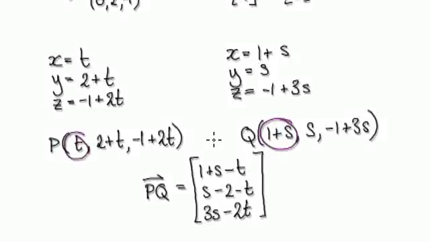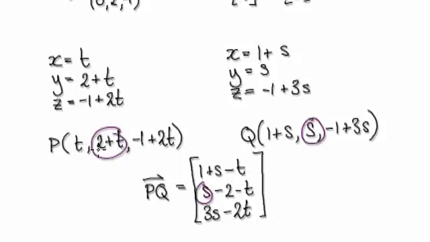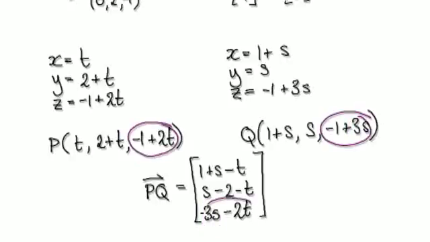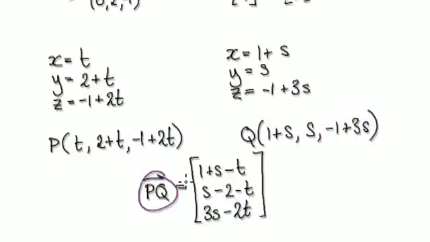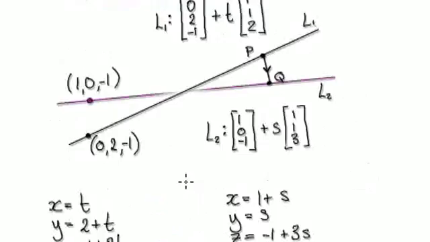So this is the x, this is the y, this is the z. In the x direction, it will be this, take away this. And then in the y direction, it will be this, take away this, so that's minus 2 minus t. And then in the z direction, it will be this, take away this, which will then give you this. So now we have the vector PQ. We have this vector here now.